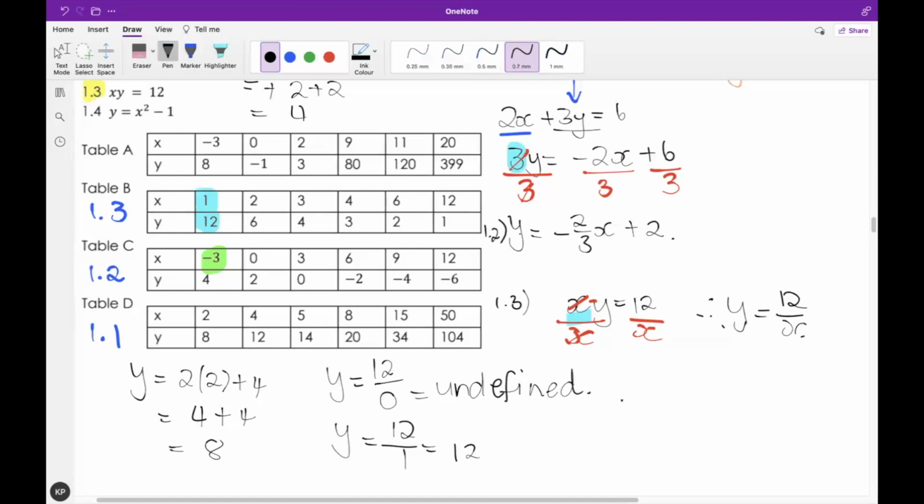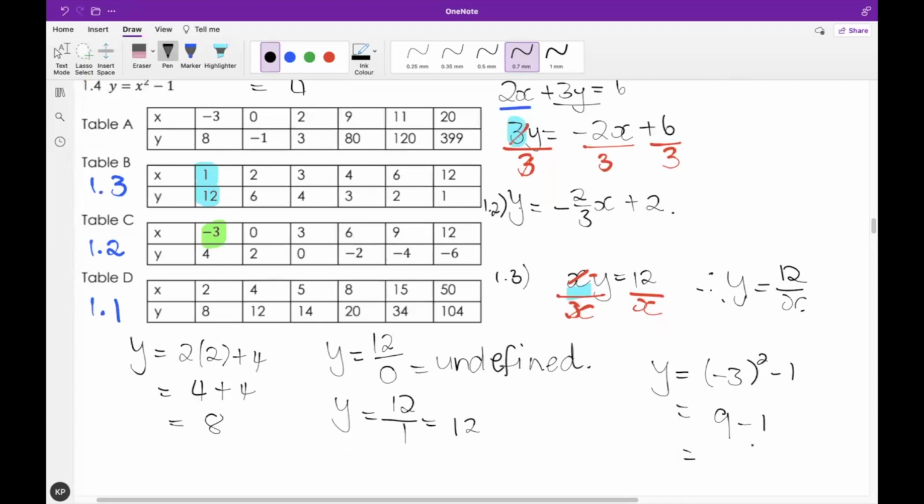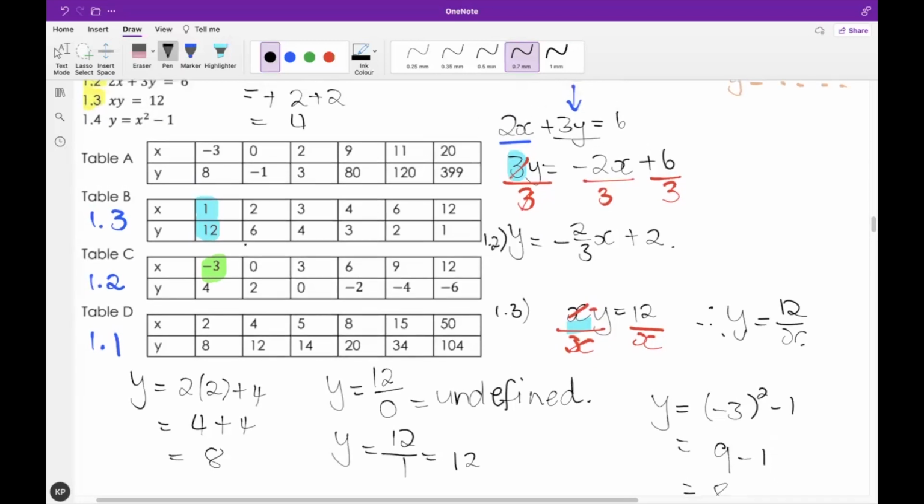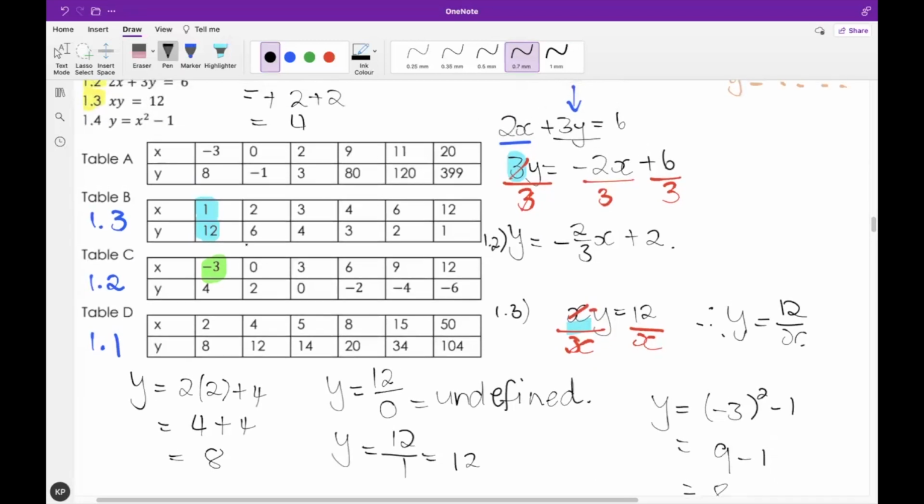And for the last one, we know our answer, but let's just check. So y equals x squared minus 1. -3 squared minus 1. What's -3 squared? We spoke about this in the previous lesson. A negative times a negative, that is +9. And if we subtract 1, that is 8. Is that my desired outcome? Yes, it is. So that means table A goes with 1.4.